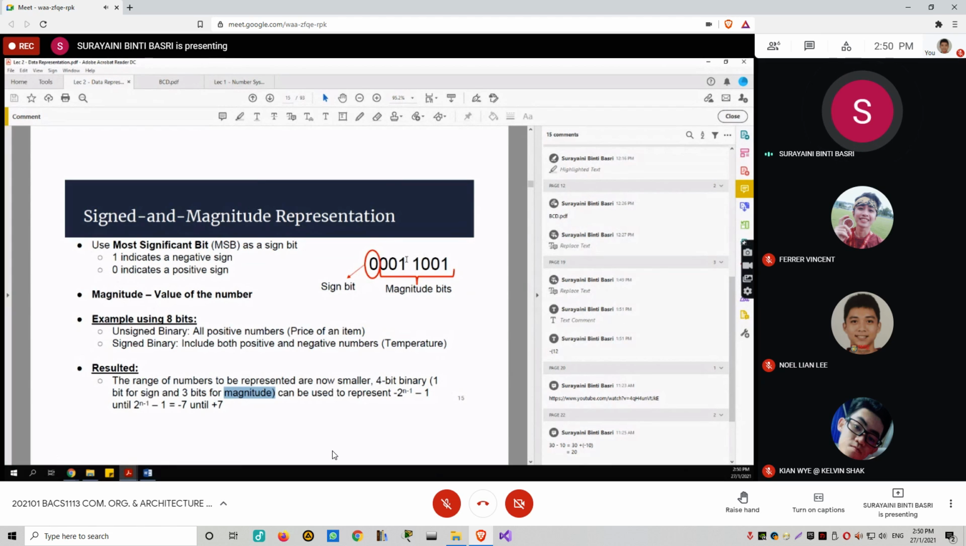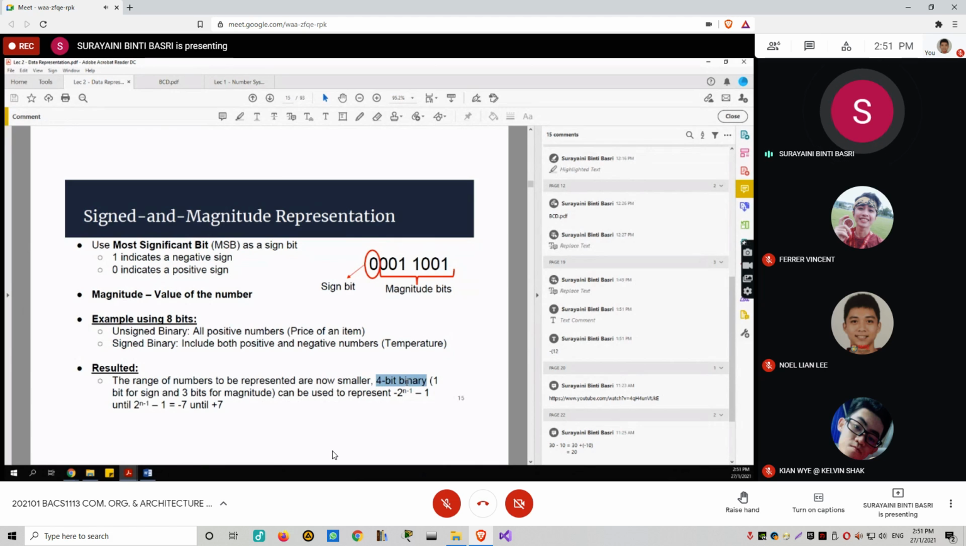Okay, so what does this mean? It means the range of the number becomes smaller, because previously it was 4, now only 3, because the MSB, or most significant bit, is already representing the positive or negative value. So the range of numbers to be represented is now smaller.